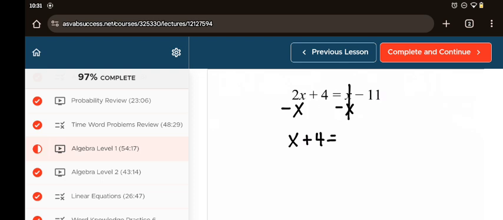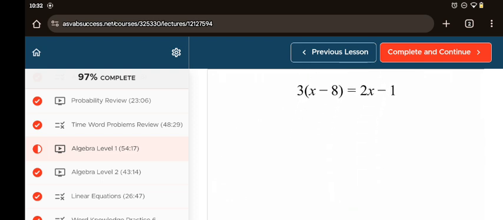So now I bring everything else down, the plus 4 and the negative 11. Okay? Remember, the sign in front belongs to that number. Now I'm going to minus 4, and I'm going to minus 4. This cancels out. Negative 11 minus 4 is negative 15. Okay? All right, I hope you got it.